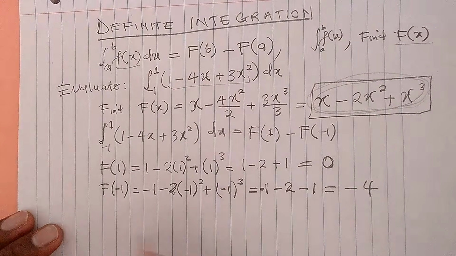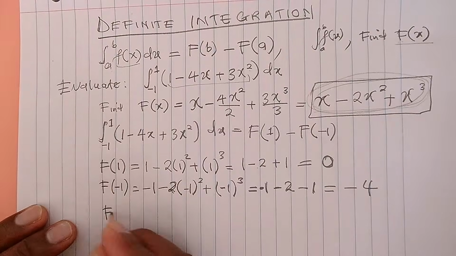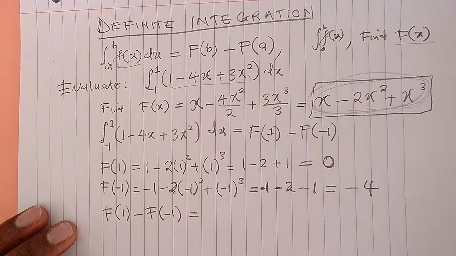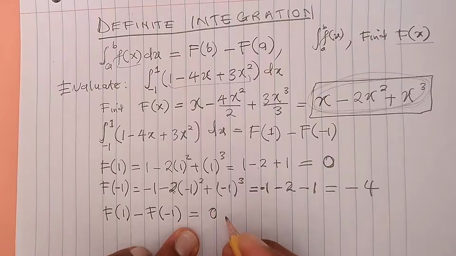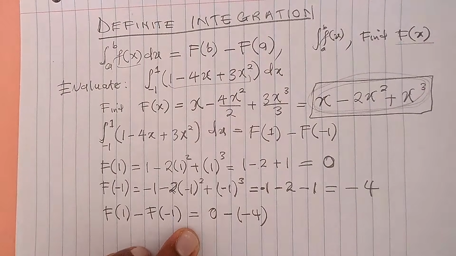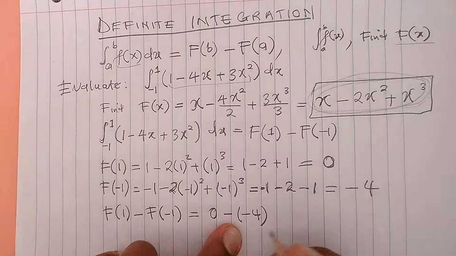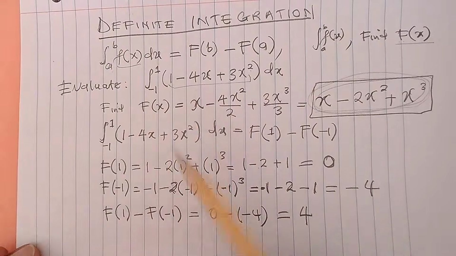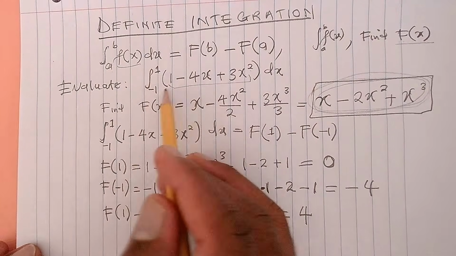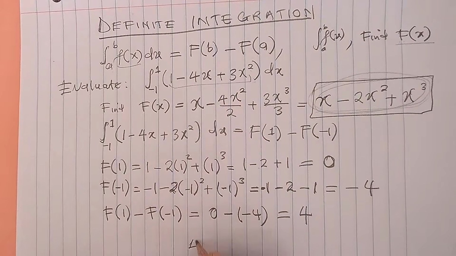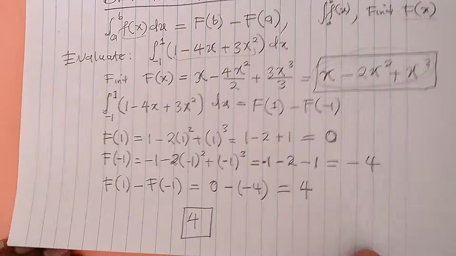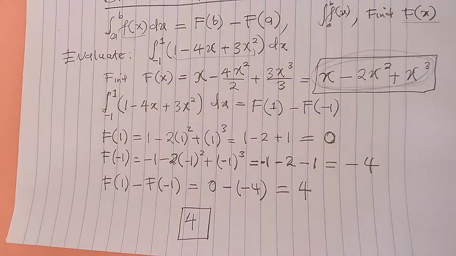Then the last step now is to find F of 1 minus F of negative 1. What is this? This is just 0 minus negative 4, okay? 0 minus negative 4, which is just 4. So meaning that for our integration here from negative 1 to 1 of this expression, the answer is just what? Just 4, right? Just 4. Like that. Okay? So that is what we have so far.